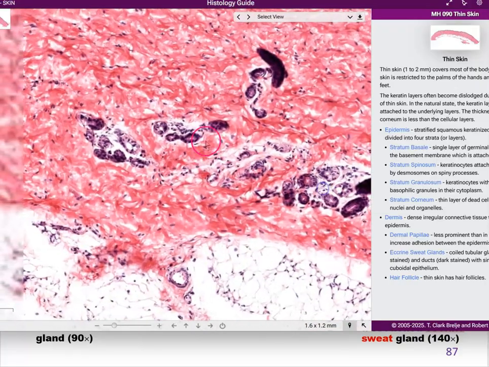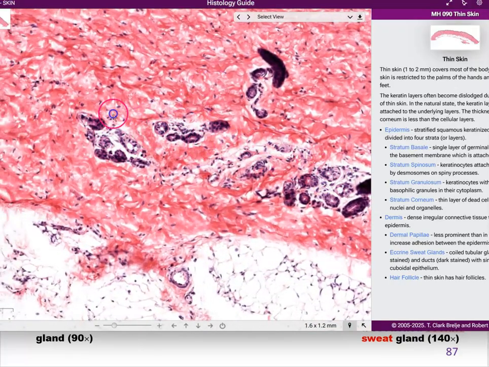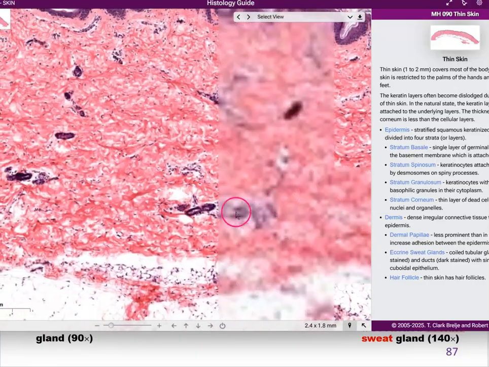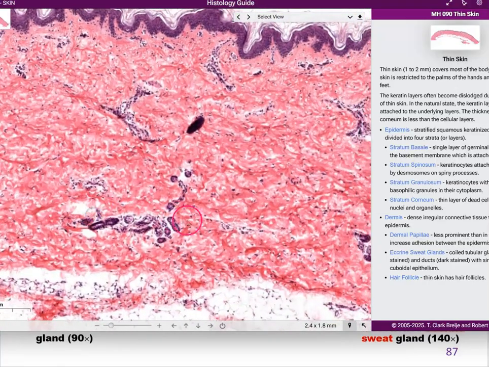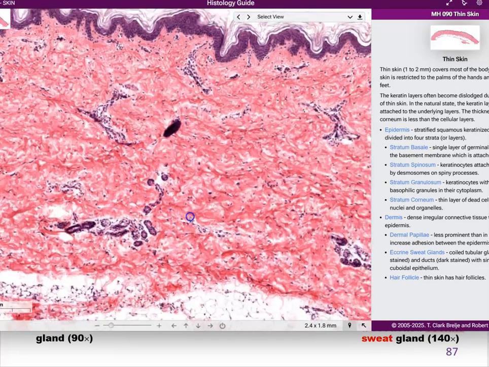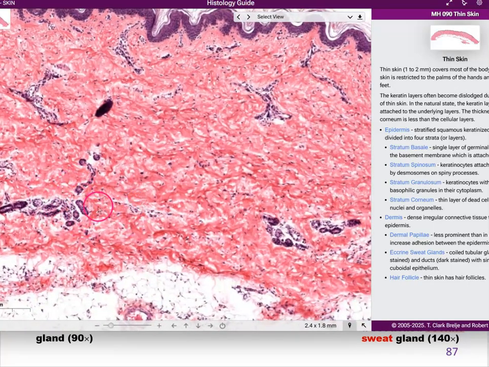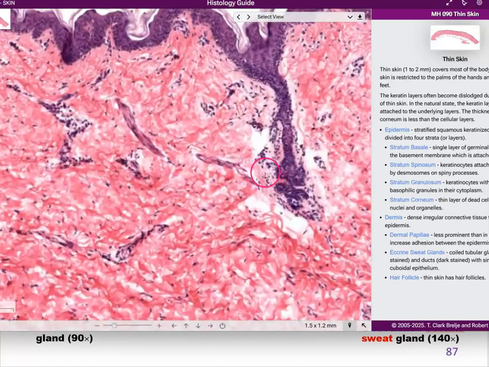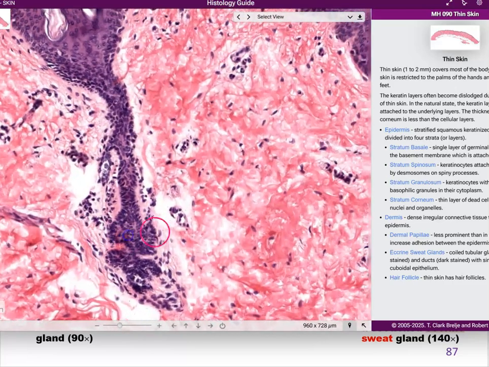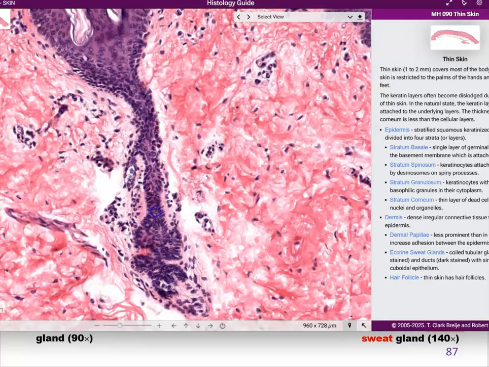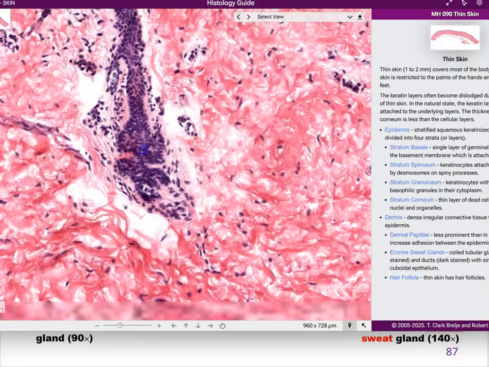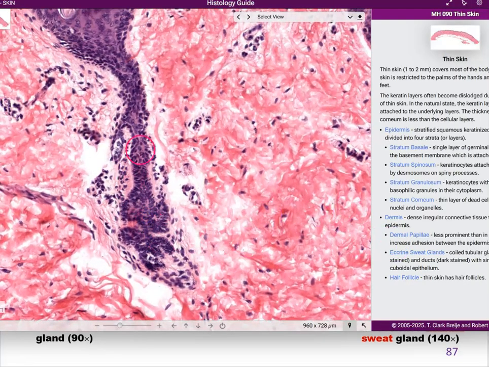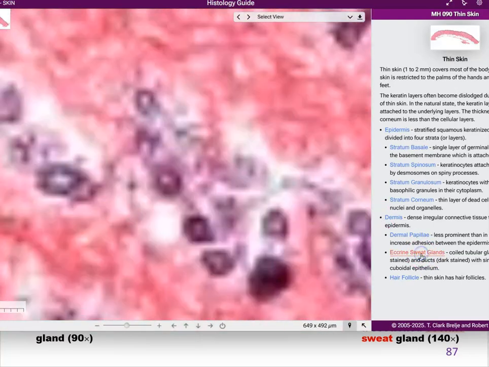So that's this. I don't know if these are the same gland or just a cluster of glands, but this is a sweat gland. So can you see how that stands out from the tissue around it? And then, what's this? Oh, wow. I think that might be a sweat gland. I'm not sure what that is.